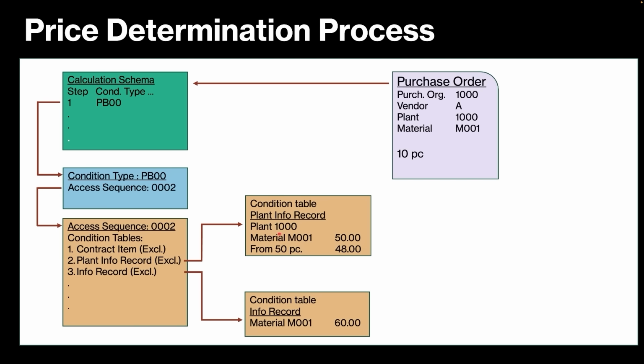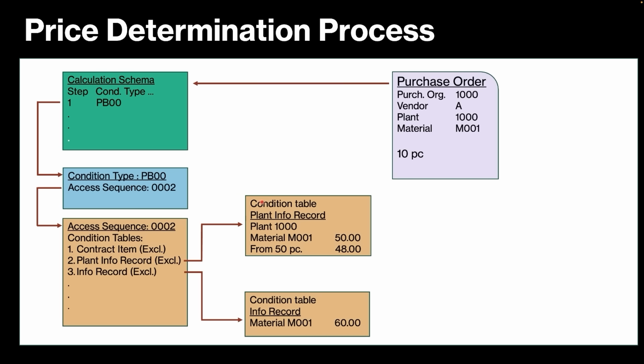Okay, and you can see in this condition record you have a basic rate of 50 rupees and you have scale also, that is from 50 pieces this basic rate will change to 48 rupees. Okay, and in this particular condition record you have 60 rupees maintained. Now which condition record will system pick? System will pick the condition record after matching the fields from your purchasing document and after checking which condition record is coming first in this particular access sequence.